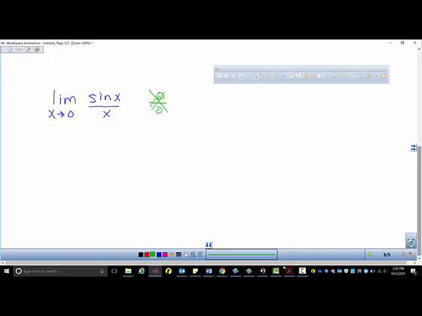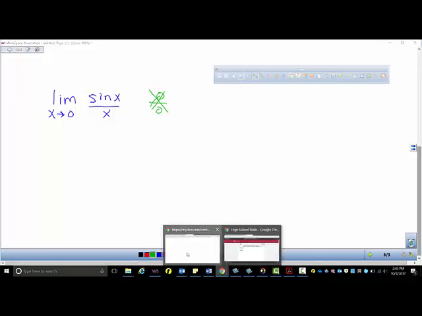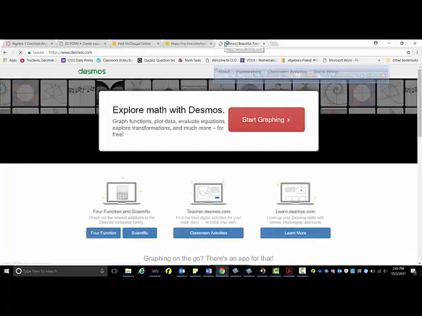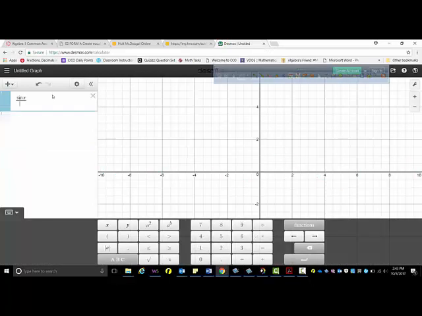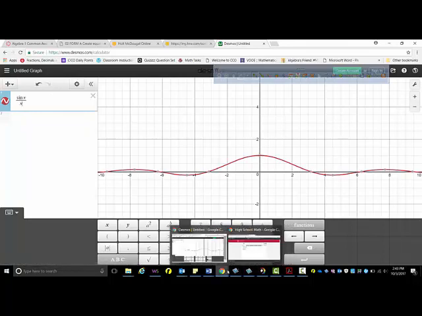And I could look at the graph, and if you wanted to go to Desmos, you really could look at the graph. I'll show you really quick, and it'll give us our answer right away. So the sine of x over x, it looks like at 0, my answer should be 1. So how did they get that algebraically?